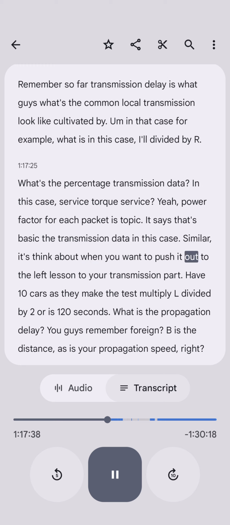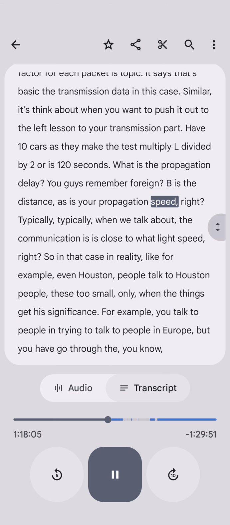Similarly, think about when you want to push the whole caravan out to the next transmission part. Because we have 10 cars, we multiply 10 by L divided by R, which is 120 seconds. Then what is the propagation delay? You guys remember the formula for the propagation delay? D divided by S, right? D is the distance, S is your propagation speed. Typically, when we talk about communication, the speed is close to light speed, right? So in reality, even when Houston people talk to Houston people, the D is too small.